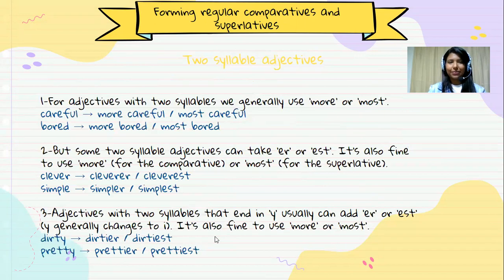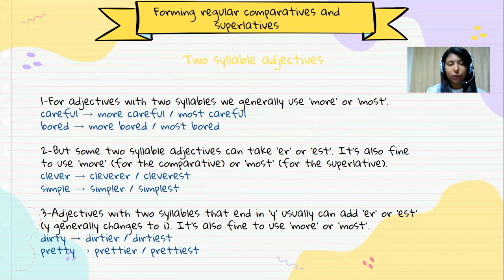Okay, let's continue. Then we have the two-syllable adjectives. In this one, we have three different rules. The first one is, for adjectives with two syllables, we generally use more or most. For example, careful, more careful to make the comparative form. And the superlative, most careful. Of course, remember to use the most careful, okay?